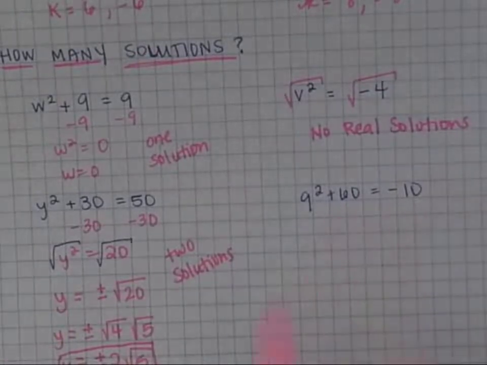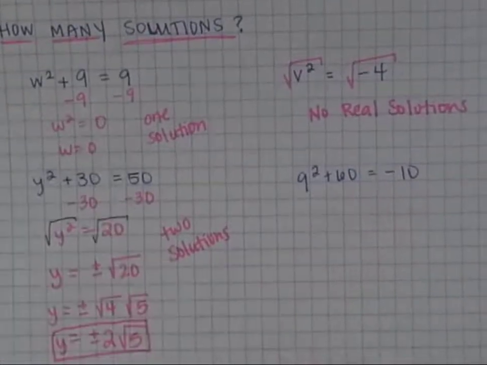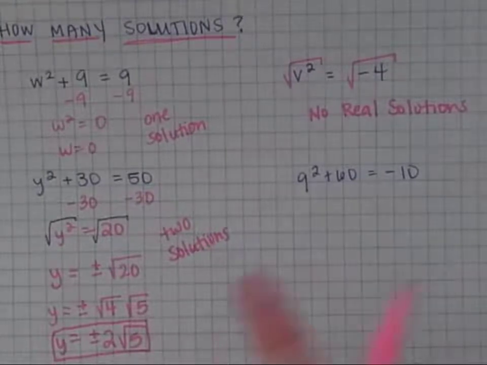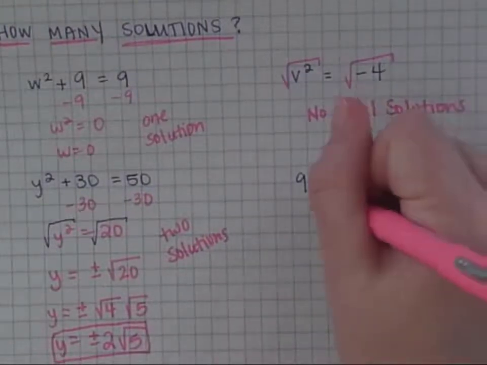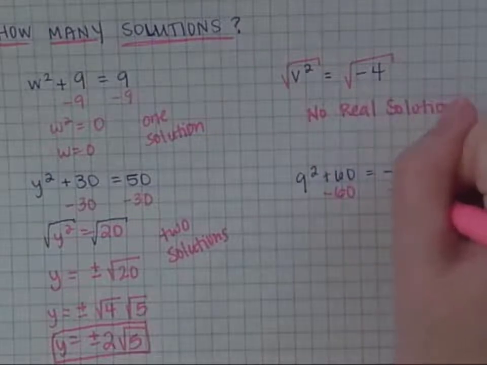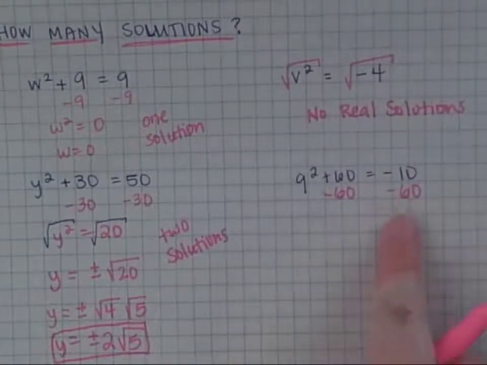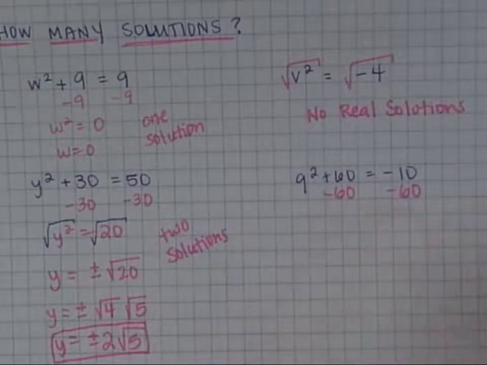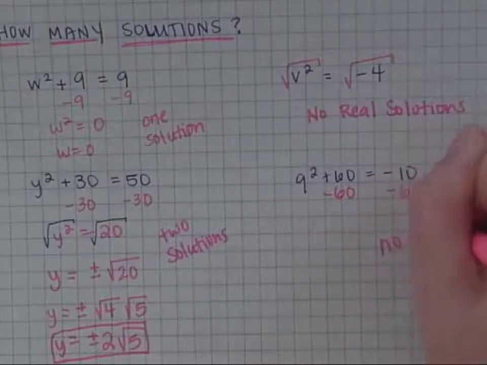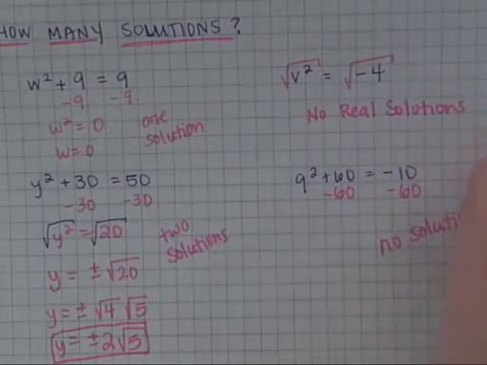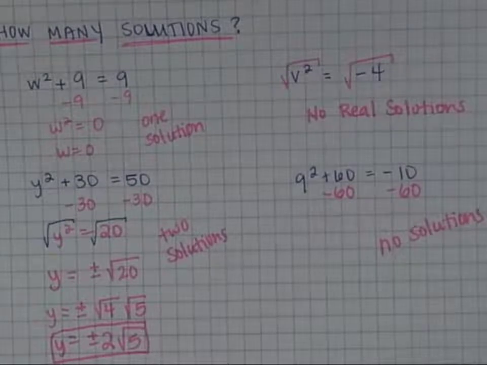Okay. How about this one? How many solutions does that have? It says plus 60, but remember, to get q by itself, we'd have to subtract 60. Negative minus more negative. Can't take the square root of that, so no solutions. Okay.